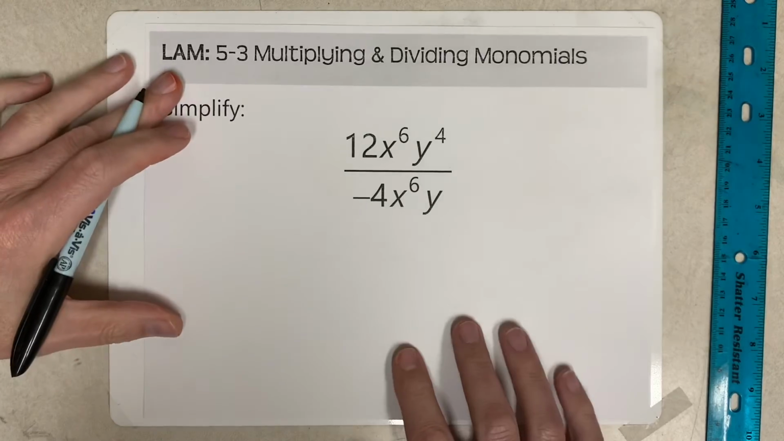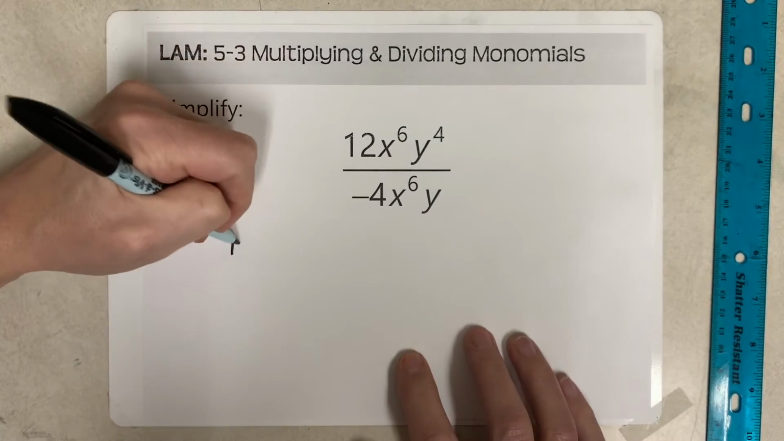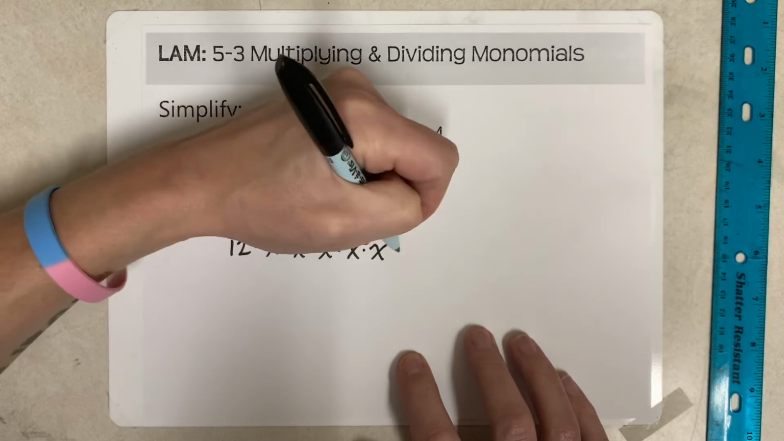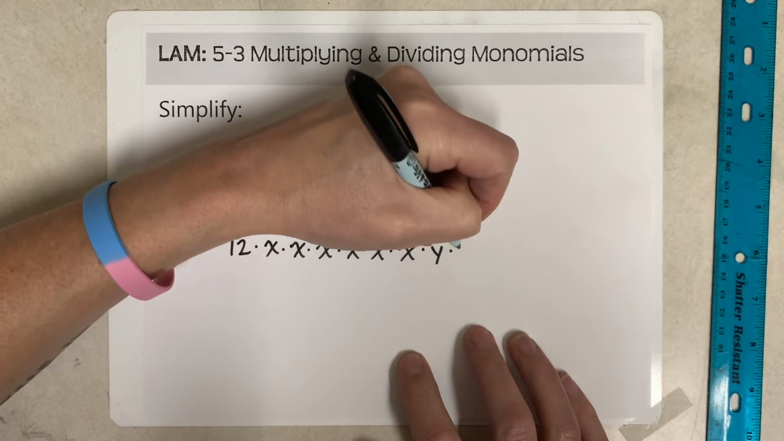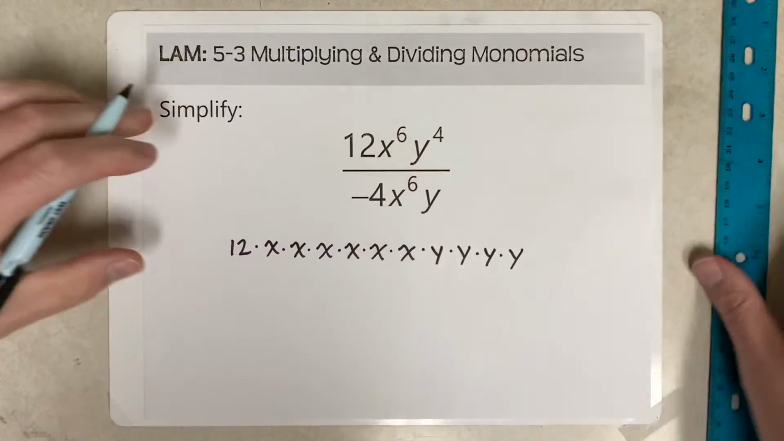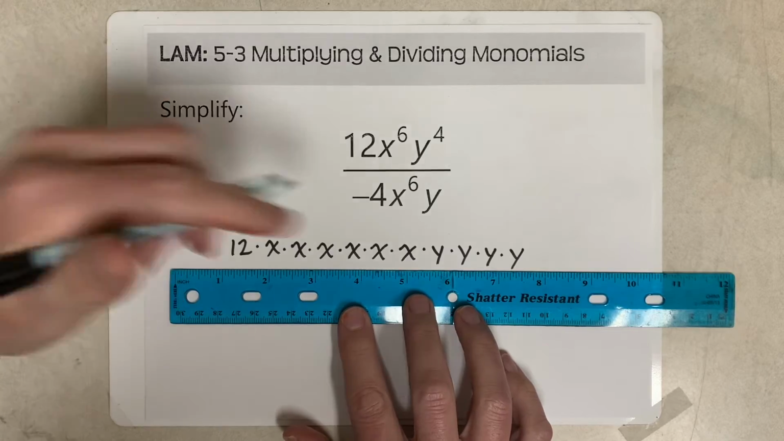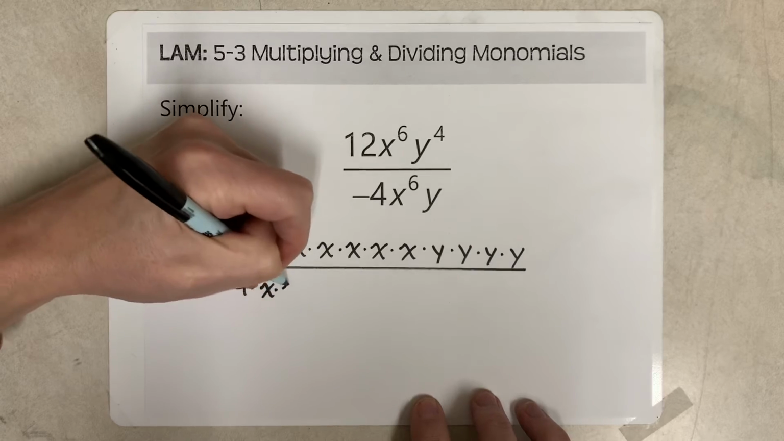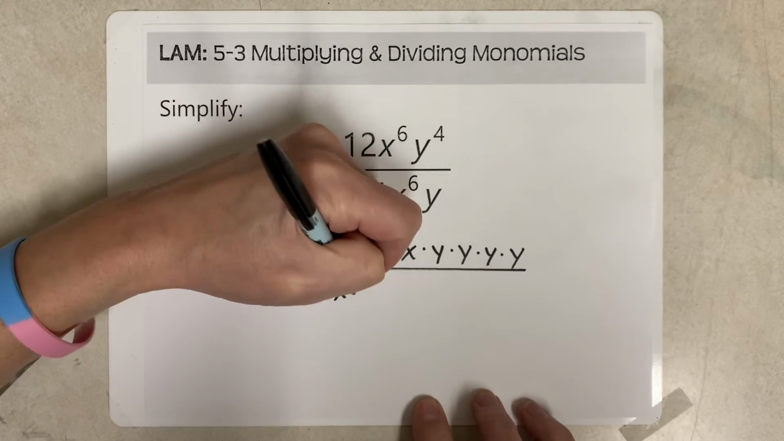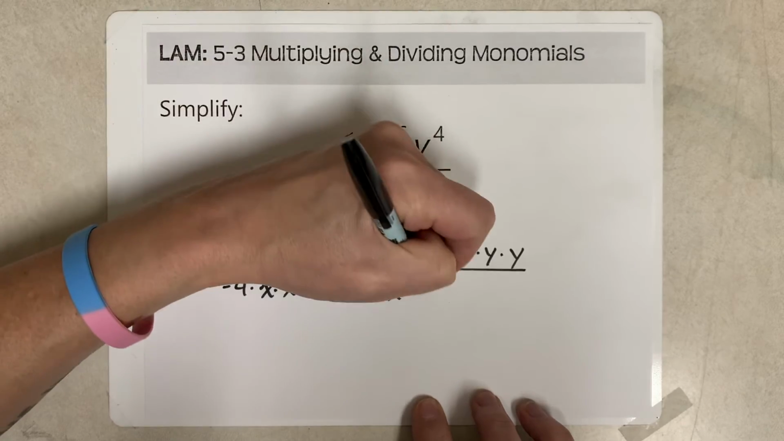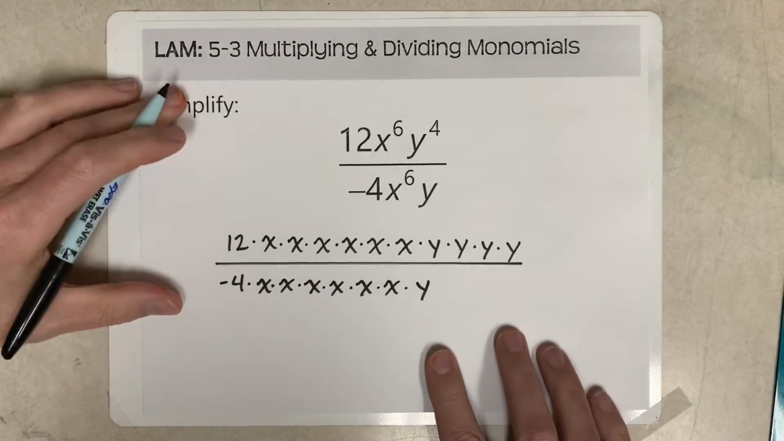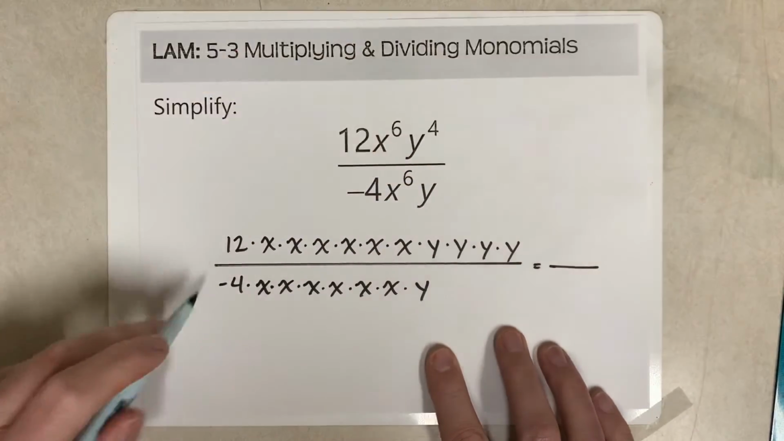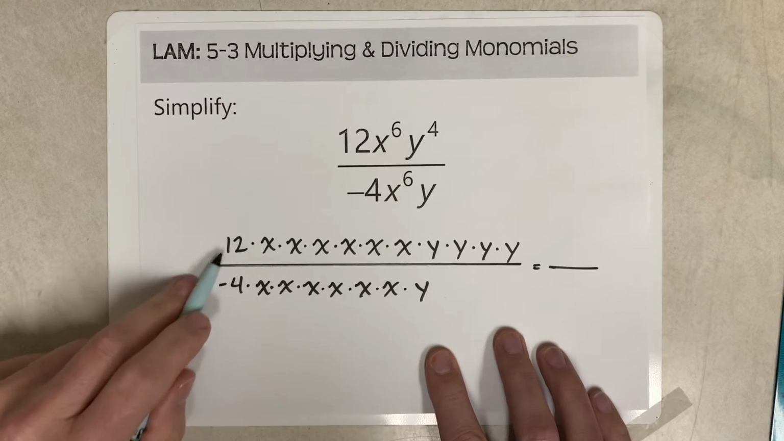Okay, next one, you've got 12x to the 6th, y to the 4th, so 12, 6 x's, four y's. Down here, negative 4, 6 x's, and a y. Okay, so let's see what happens. 12 divided by negative 4 is going to be negative 3, but it's going to be on top because 12 is bigger than 4.